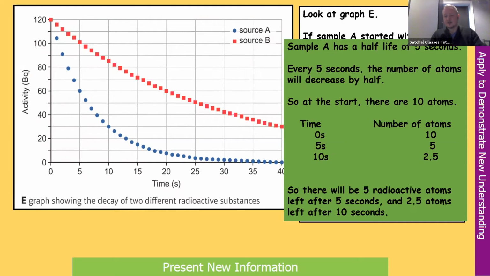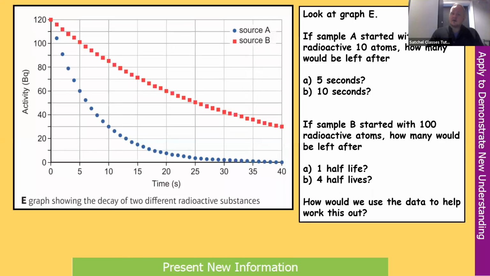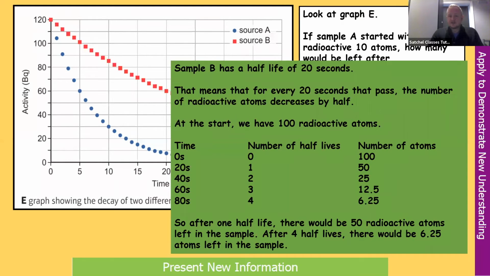But notice how I've broken it down in almost a table format, where I literally write 0 is at 10, 5, 5, 10, 2.5. You always need to start with time 0, which is the original sample count before any half-lives have started. This avoids you missing a half-life or making a mistake by 1 half-life. For part B, sample B has a half-life of 20 seconds. At the start, we have 100 radioactive atoms. And once again, I've laid it out as a simple table. 0, number of half-lives 0, number of atoms 100. And then for every half-life, I've written the time taken down and got down to our final answer.